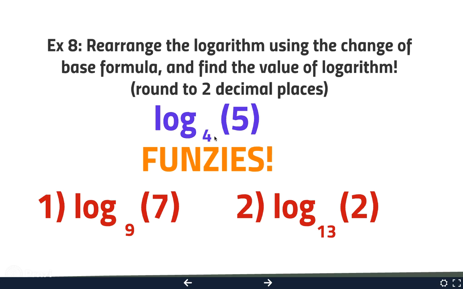I'll show you just how you can type this in on the newer calculators, and then I'll also show you how to use the change of base rule using just the log key on your calculator, which if you don't have a newer calculator, the way I'm going to teach you, you can use on your calculator.